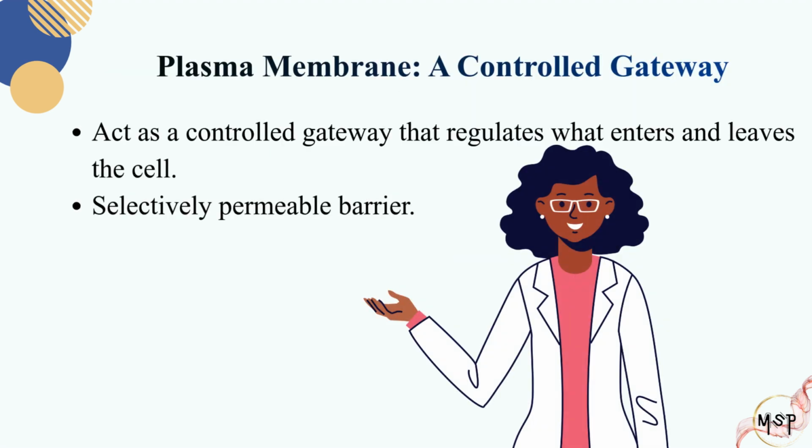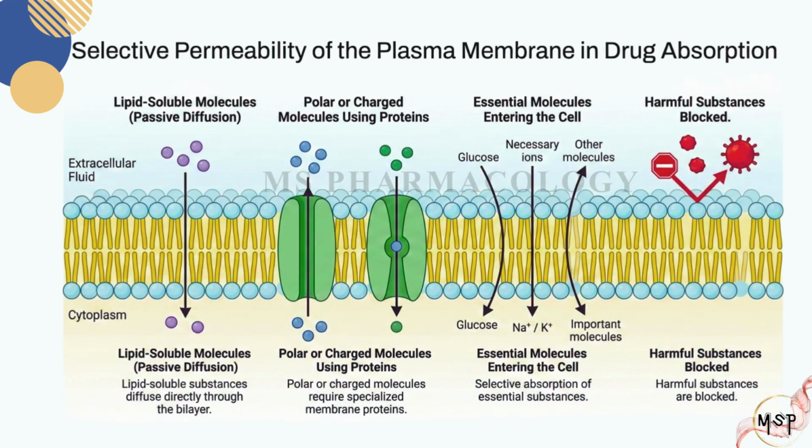So, the plasma membrane is not just a barrier. It is a controlled gateway system. Why does this matter for drug absorption? Because the membrane is selectively permeable. Lipid-soluble substances can diffuse directly through the bilayer. Polar or charged molecules require specialized membrane proteins. This selective nature ensures that the cell absorbs essential nutrients, necessary ions, and important molecules, while blocking harmful substances. The plasma membrane doesn't just define the cell's boundary, it controls survival through regulated absorption.